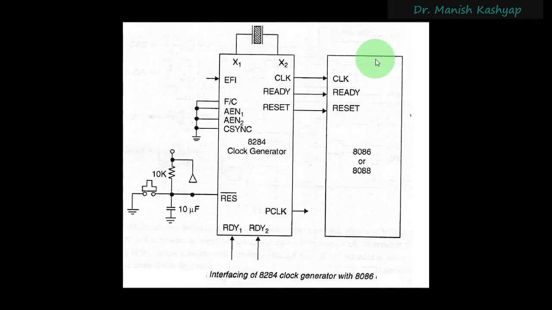So now let us come back to the assembling of our system. This is our 8086 microprocessor. We have put our clock, and you can see that C-sync, AEN1, AEN2, F/C is already grounded because we are essentially having this crystal oscillator and we want to use it. This EFI signal has no meaning here because ultimately F/C signal is grounded here.